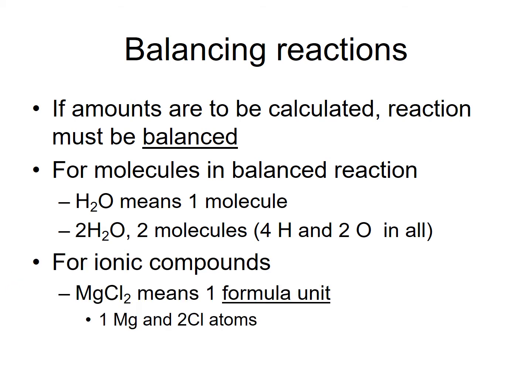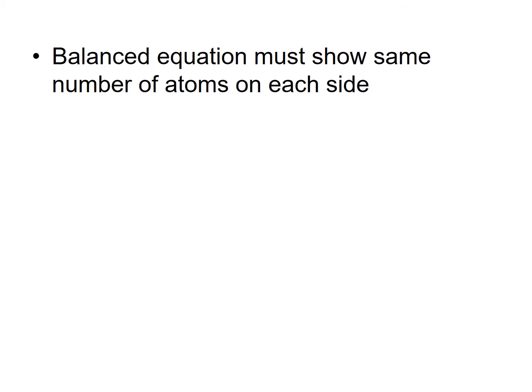And then ionic compounds don't generally come in packages of molecules. But when I write, say, magnesium chloride, MgCl2, that means one so-called formula unit of magnesium chloride, which consists of one magnesium atom and two chlorides. A balanced equation must show the same number of atoms on each side.